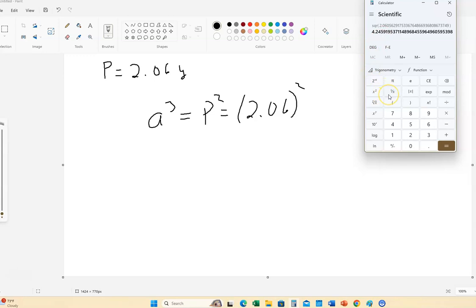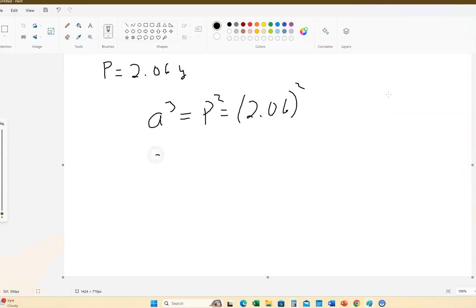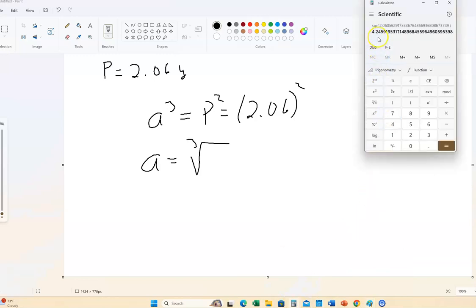Now to figure out what a is, the distance in astronomical units, I have to take the cube root of both sides. So I'm taking the cube root of whatever this number is. I'm just going to leave it in my calculator, but it's 4.245 or something like that. 4.2459. I'll just write that.